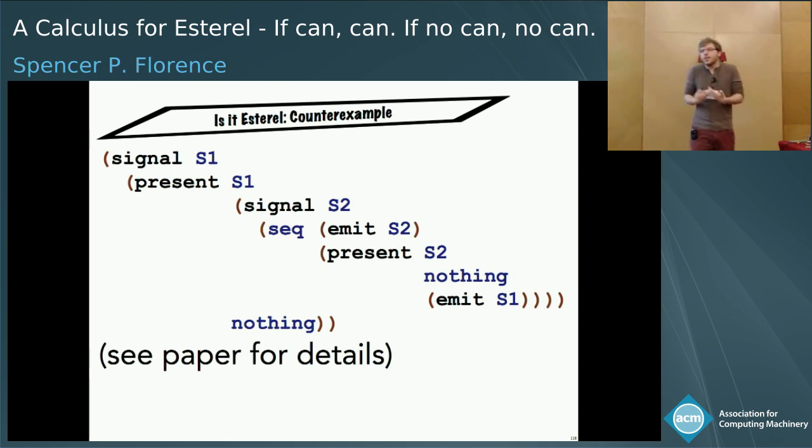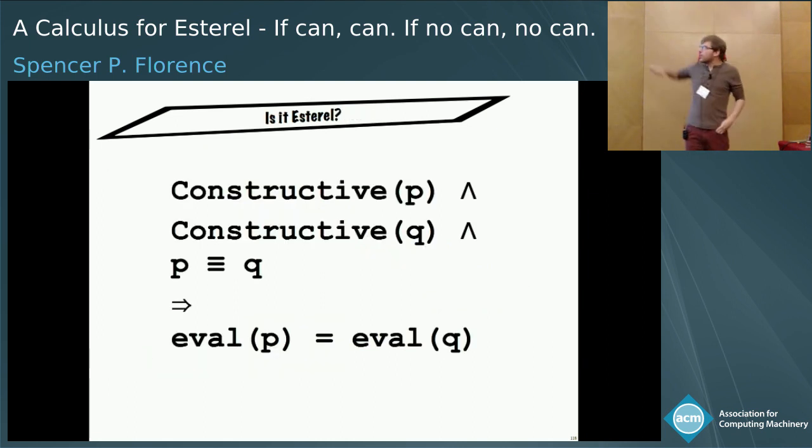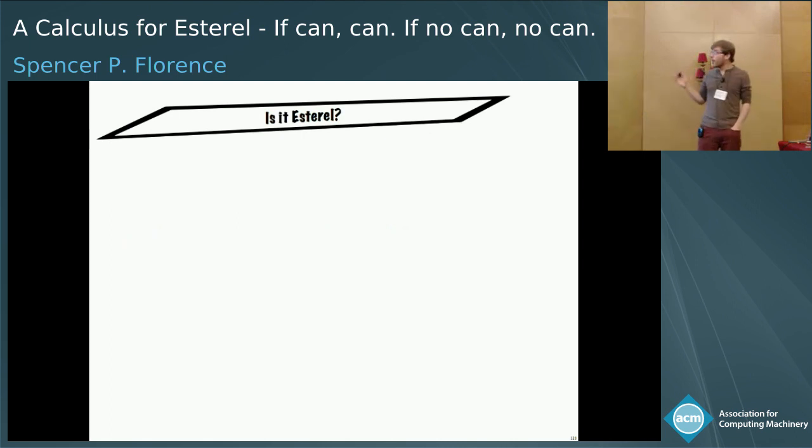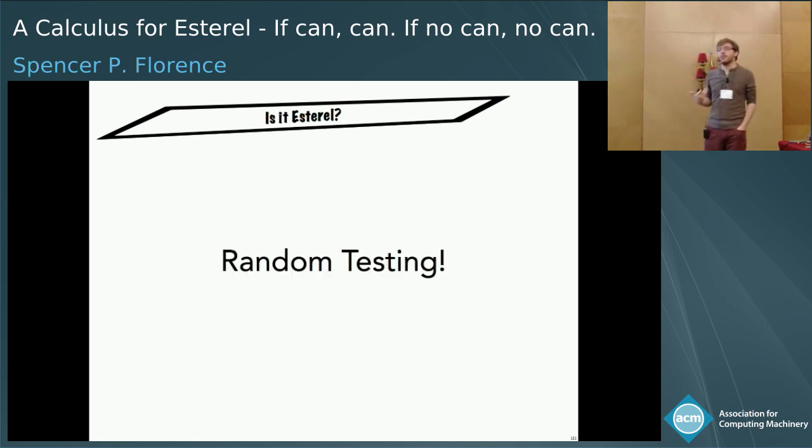But like I said, in some sense, non-constructive programs are invalid. So what if we restrict this statement a little bit? What if we say, is it sound on constructive programs? If we have two constructive programs that we say are equal, then will they always return the same thing? So to try to go about showing this, two more questions to ask. How am I going to show it's correct? And what definition of eval am I going to use? So for this first point, I don't know how to formally prove this statement yet. It's a bit tricky. So instead, I'm going to give a slightly weaker form of evidence in the form of random testing, trying to find counterexamples.